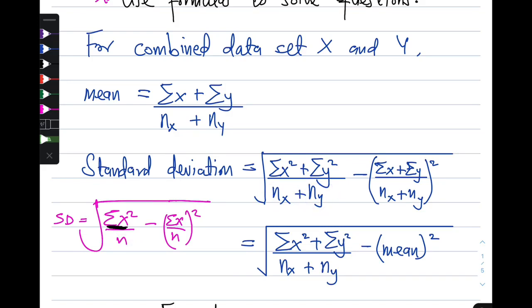Now, we subtract the mean. It's the same argument we are making here. Since there are two observations, we have sigma x plus sigma y, and then instead of dividing by n, we divide by nx plus ny. Then we square it. So that is the formula. If you don't want to write this long process, you can also write it this way, where instead you just say the mean squared. That's also fine.